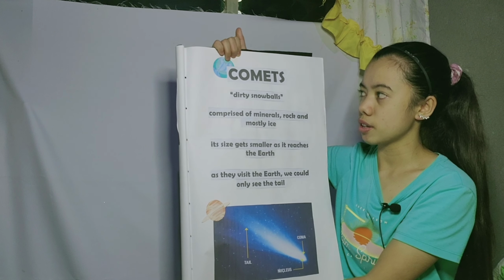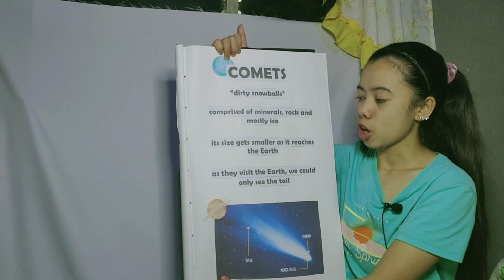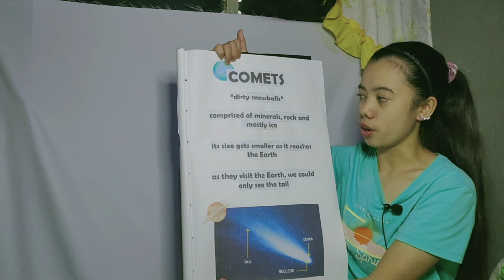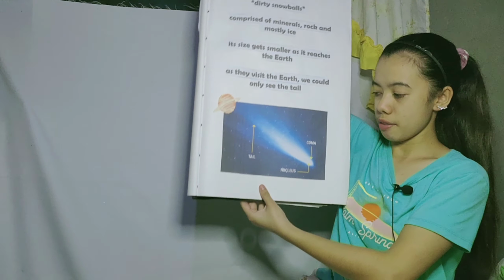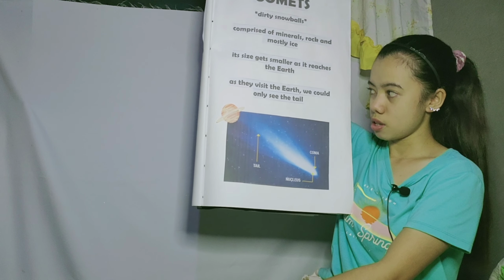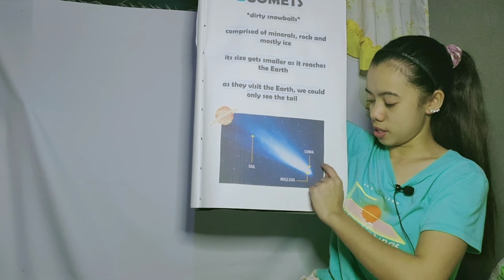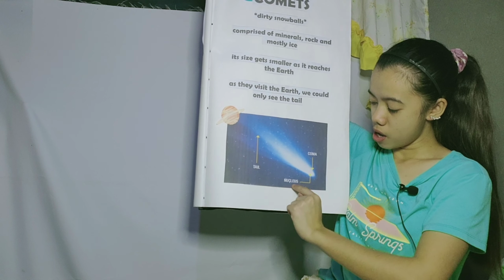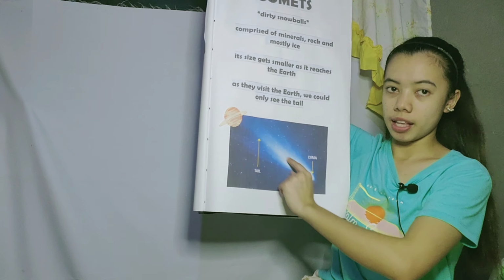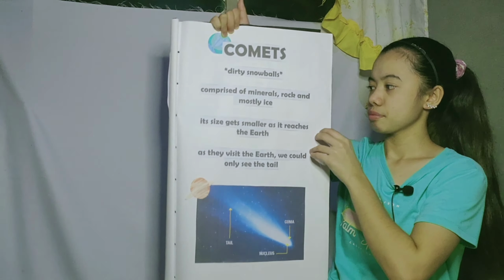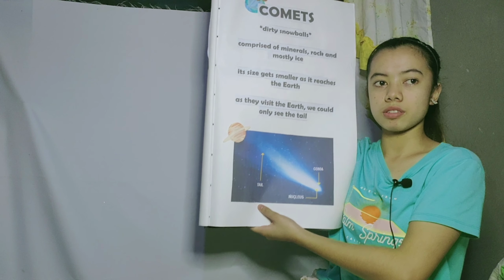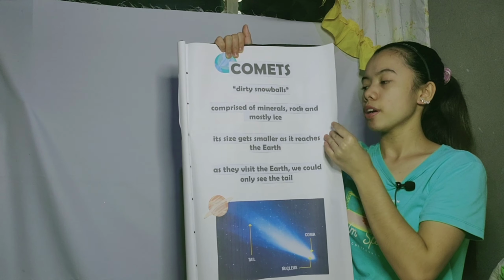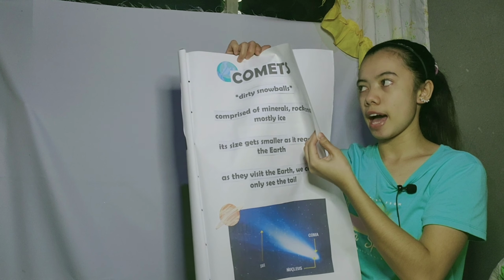Right, so for our last minor member of our solar system, we have here the comets. We also have here the definition of comets, often called the dirty snowballs. We also have the image of a comet with its labels: the coma, the nucleus, and then the tail. Take note of this picture, because in the next part we have the definition for that.